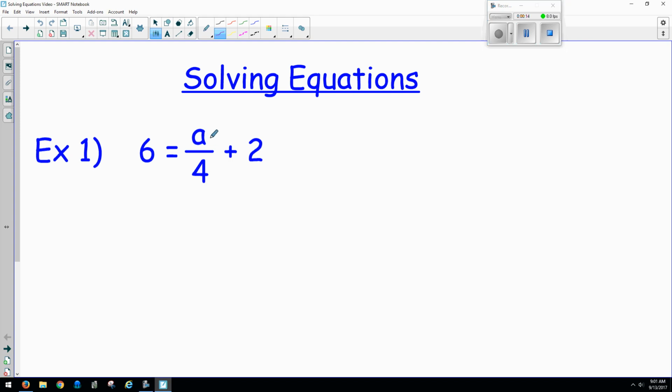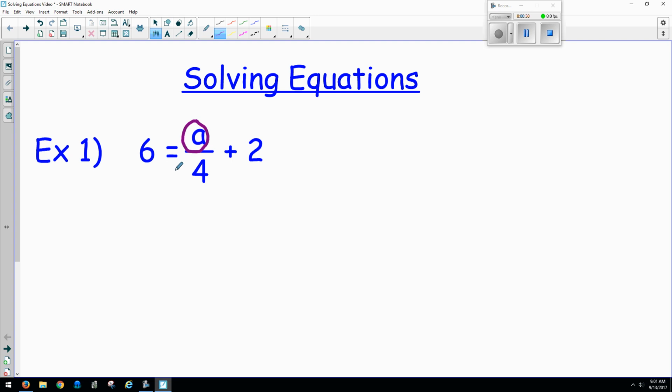One thing you might want to do is circle a, just to remind you that that's our goal, to get that variable by itself. So before we do that, we have to get that term by itself. So we're going to get rid of this 2.